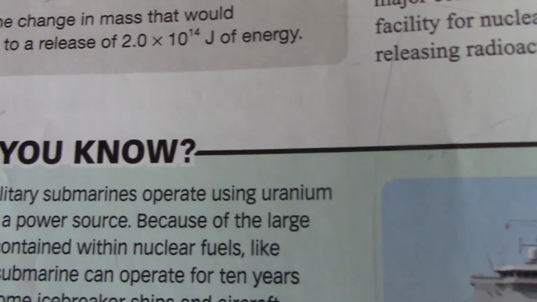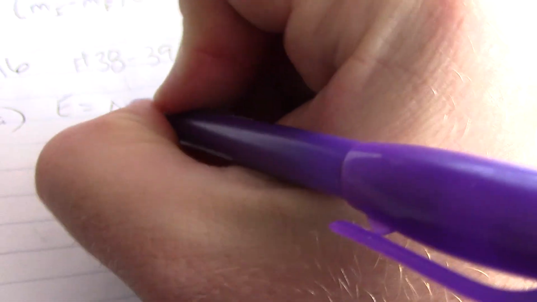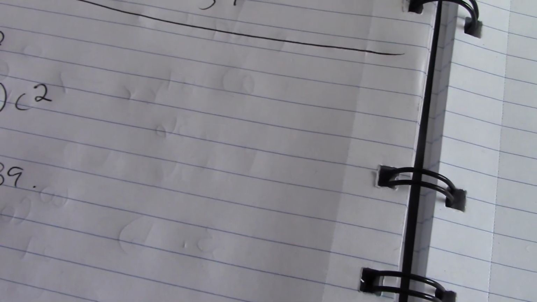Okay, if I look at, again, page 516, numbers 38 and 39. These aren't hard, but they do take some time. I'm going to do A for 38, and you can do B. So if I look at 38A, we're trying to find the change in mass and the corresponding change in energy. So we need to find delta m, and delta m is the mass of the reactants minus the mass of the products.